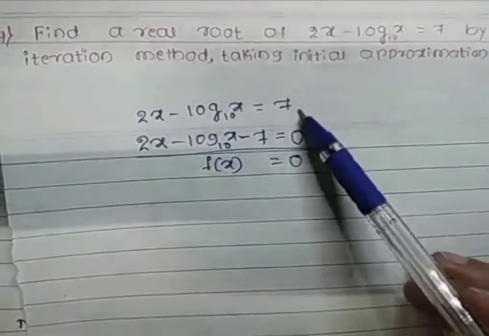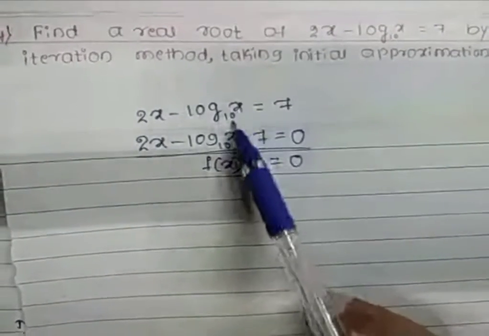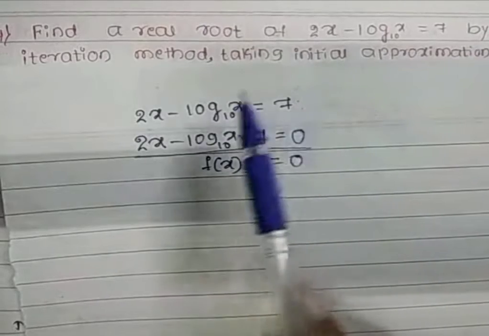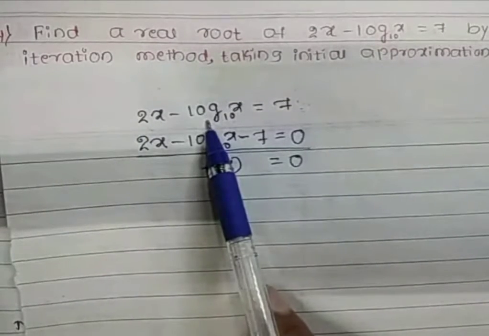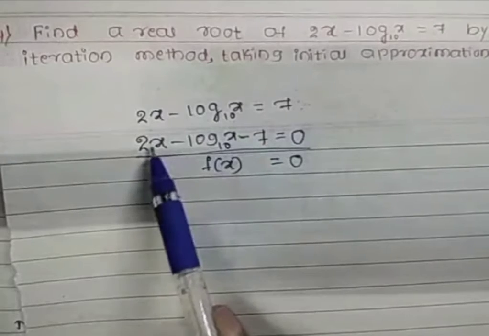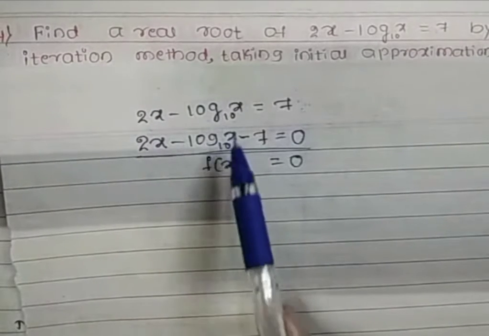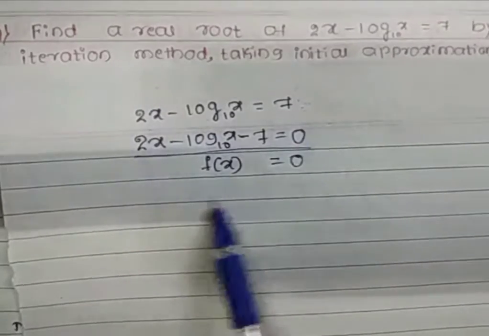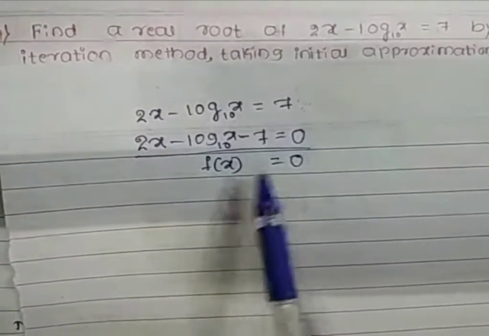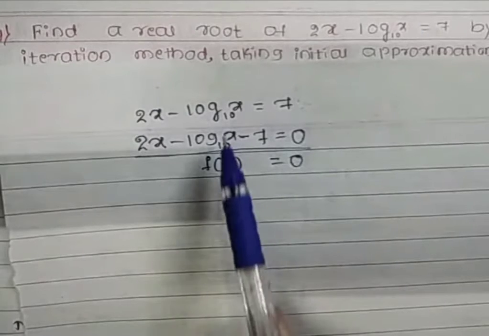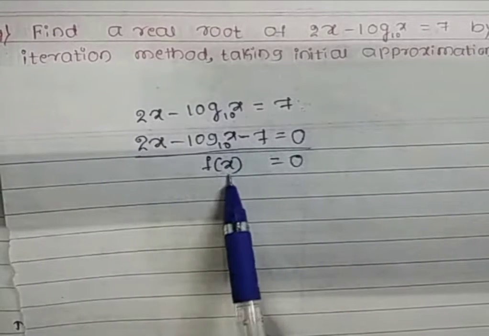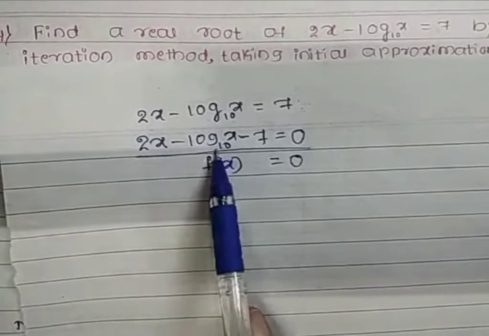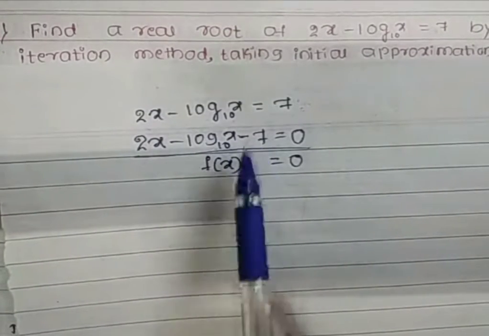This is the given equation, 2x minus log x to the base 10 is equal to 7. What we are doing is taking 7 to the left side of the equation, then it will be minus 7. So 2x minus log x to the base 10 minus 7 is equal to 0. Now this is completely in the form of f of x is equal to 0. Based on that, we can say that here f of x is 2x minus log x to the base 10 minus 7.